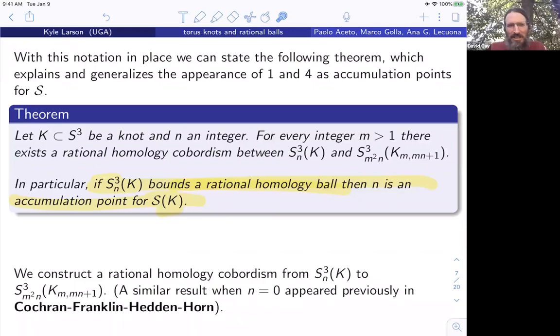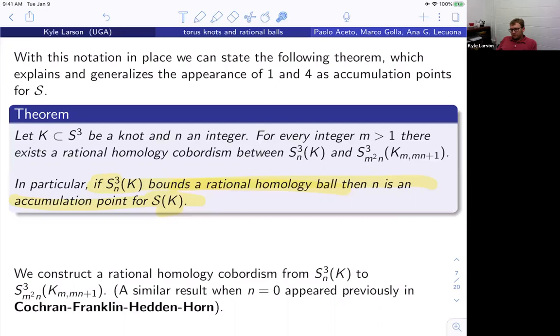I guess my other question is, the statements about accumulation points, going back to the torus knot situation, it seems coarser than the complete list. Yeah, you're throwing away the surgery coefficient information. Okay, right. So is it actually formally coarser, or could you recover the complete list from that information about accumulation points? In principle, if you're clever. No, it's coarser.